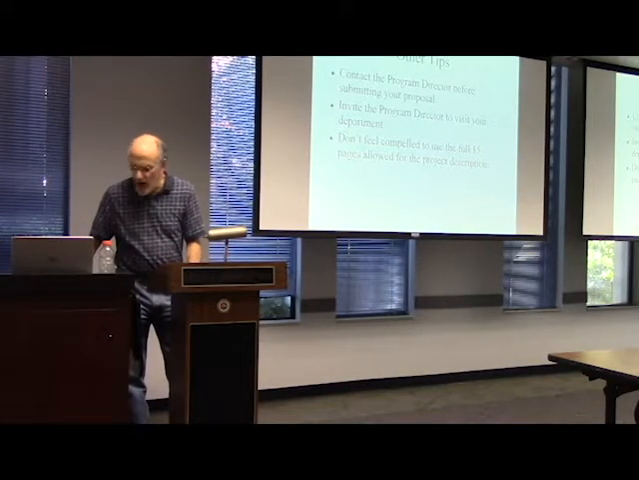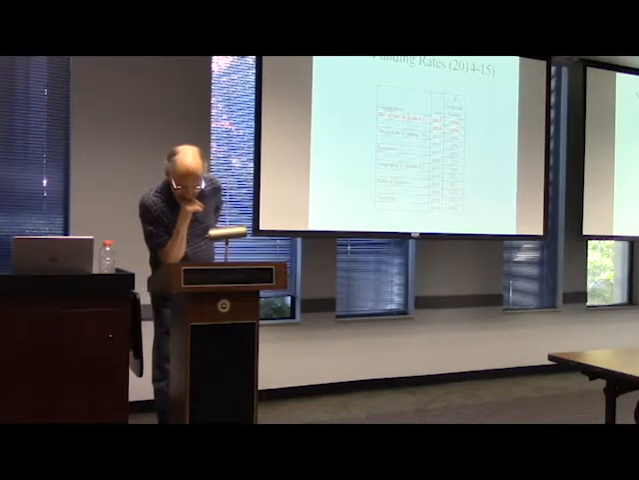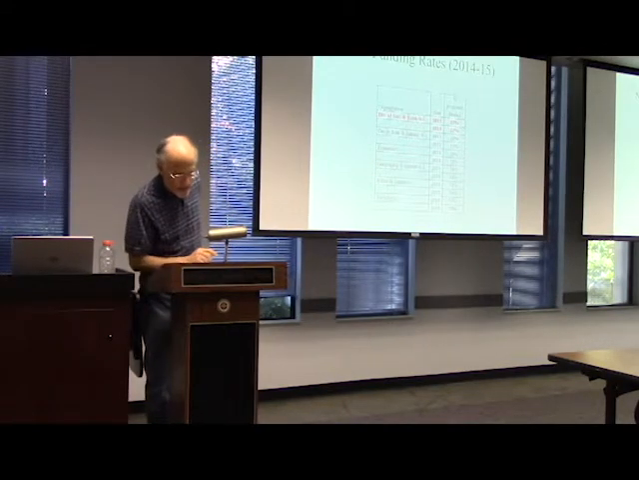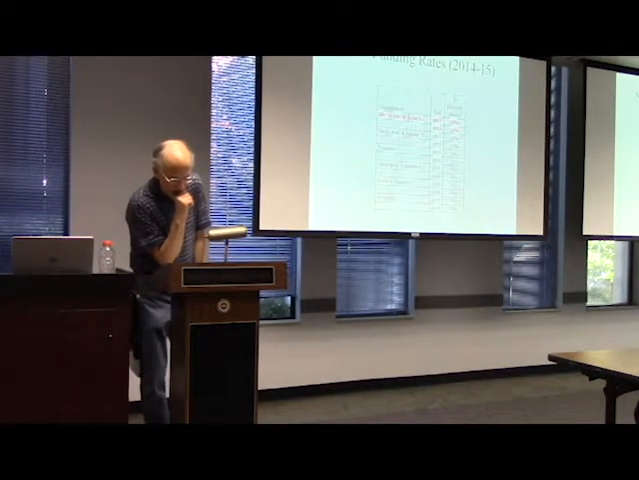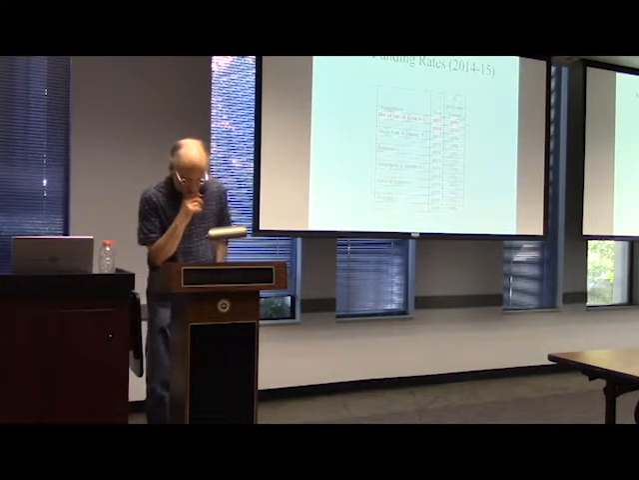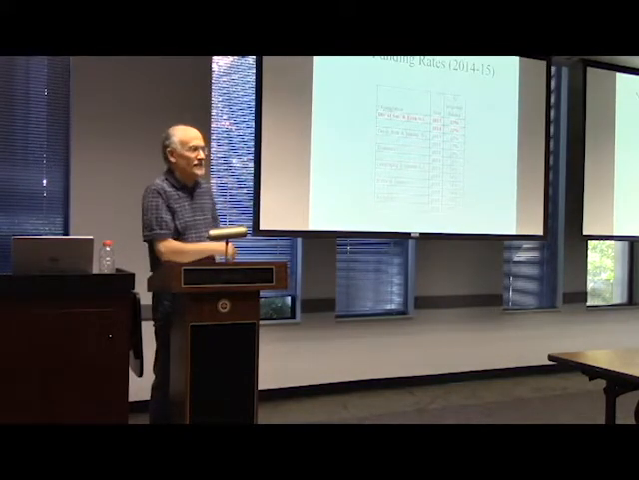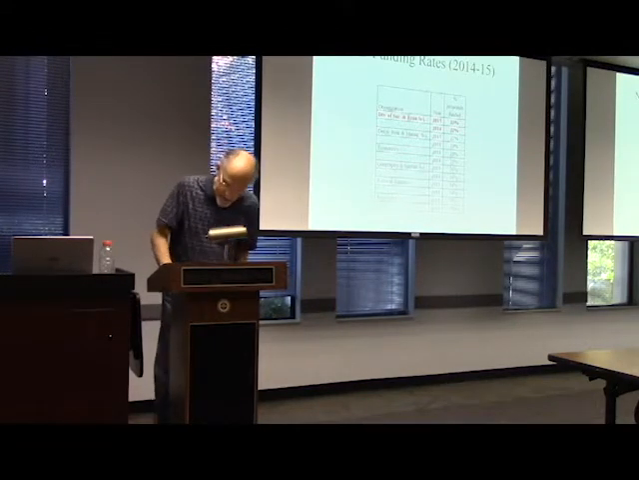All right, let me talk a little bit about success rates for NSF proposals. Across the Division of Social and Economic Sciences, the funding rate in 2014 and 2015 was 22 to 23%. That is, a little more than a fifth of proposals submitted were given funding. There's a little variation you can see across different programs, but not a tremendous amount.